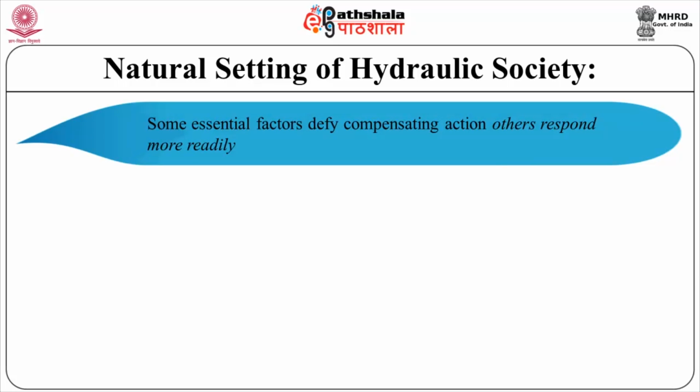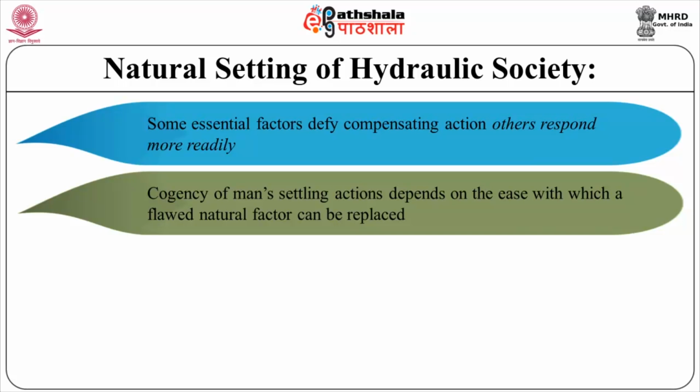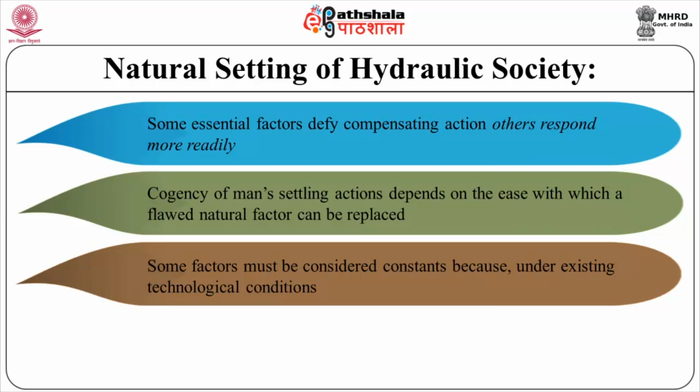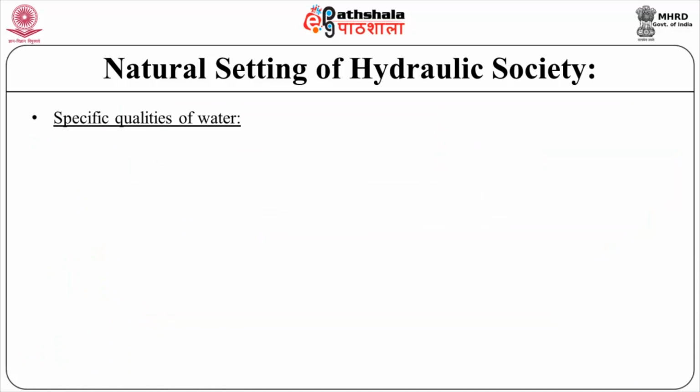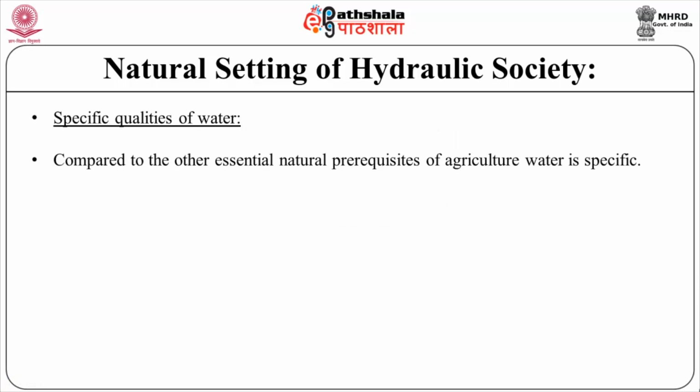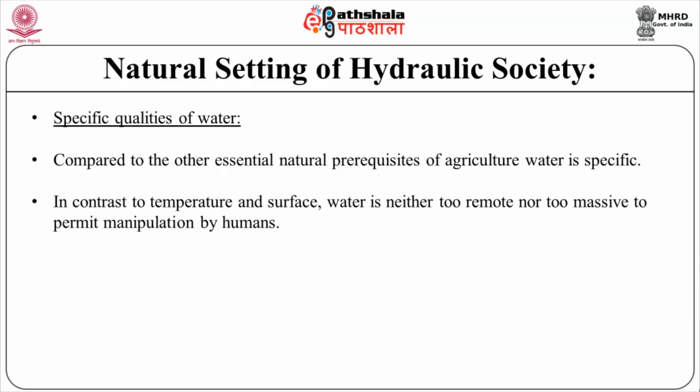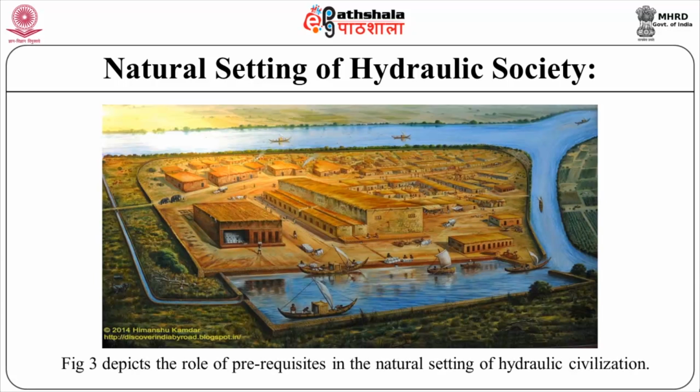Now, let us see how some essential factors defy the compensating actions. Others respond more readily. The cogency of the compensating actions depends on the ease with which a flawed natural factor can be replaced. Some factors must be considered constant because under existing technological conditions, they are for all practical purposes beyond man's control. Humans cannot manipulate or necessarily change them. The specific qualities of water can be understood from the fact that, compared to the other essential natural prerequisites of agriculture, water is specific. In contrast to temperature and surface, water is neither too remote nor too massive to permit manipulation by humans. Figure 3 depicts the role of prerequisites in the natural setting of hydraulic civilization.